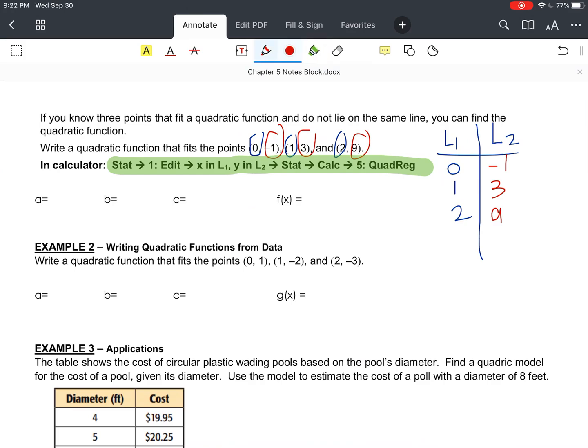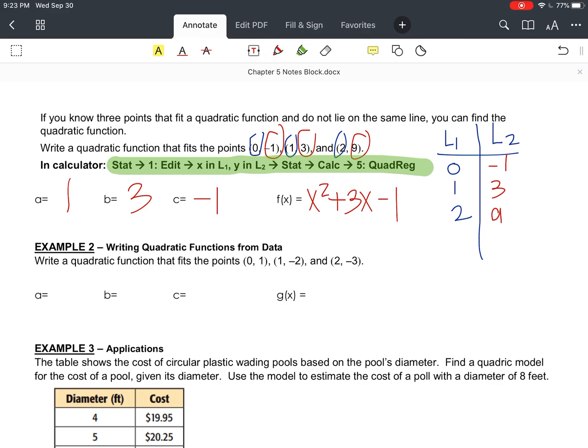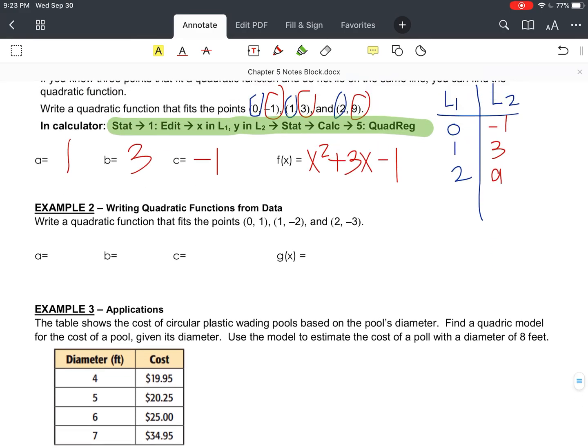So let's go ahead and put that back in my notes. So my A is 1, my B is 3, and my C is -1. So your A is in front of x squared. Usually we don't write 1s in front of x squared, so it's going to be x squared. Your B goes in front of x. So plus 3x minus 1. So that's how you find the quadratic function of best fit for these types of problems.